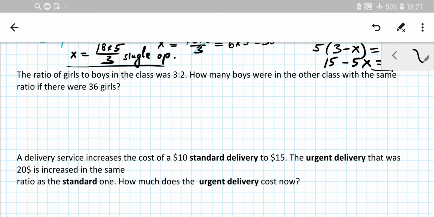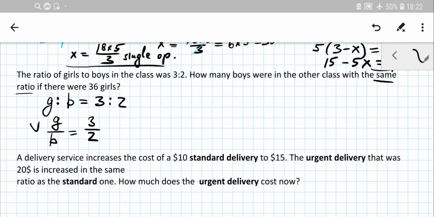The ratio of girls to boys in the class was 3 to 2. So you set up the first phrase and convert it into mathematical writing. Girls to boys is 3 to 2. How can you write it another way around? You can say this is the fraction girls to boys as the fraction 3 over 2. I recommend converting to this way immediately. All right, so how many boys were in the other class with the same ratio? The keywords are with the same ratio. So the ratio in the new class is also 3 to 2, and that's girls to boys, right?